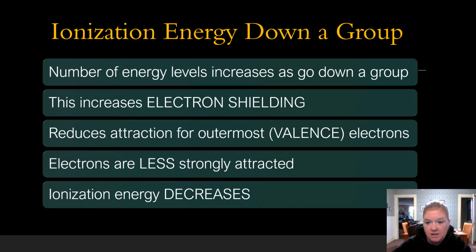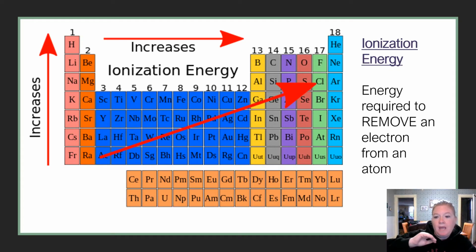So let's look at that as a visual. As we go across a period, the ionization energy goes up. As we go down a group, the ionization energy goes down. This table right here shows the ways that it increases. So if I look at this, that means the area around fluorine would be the highest ionization energy, and the area around francium would be the lowest ionization energy.